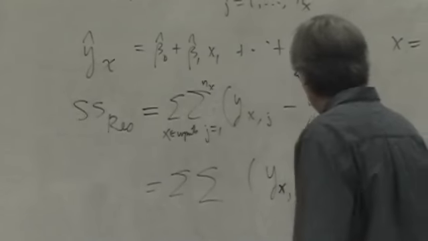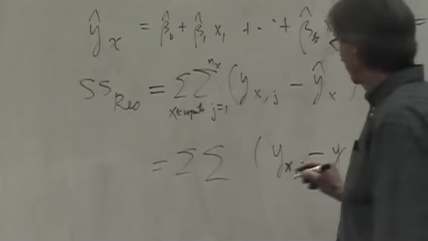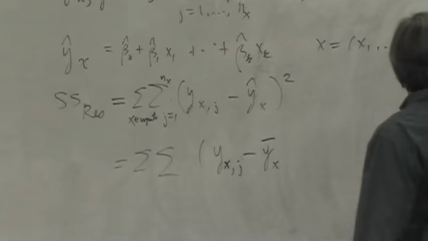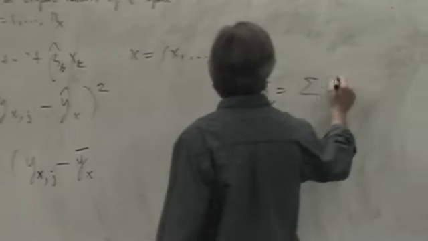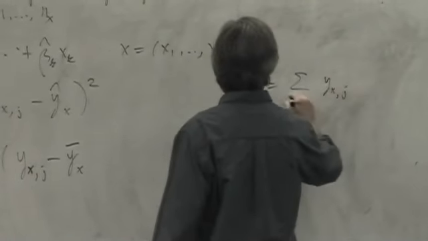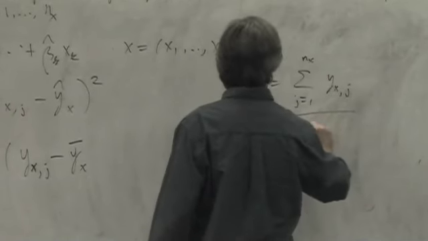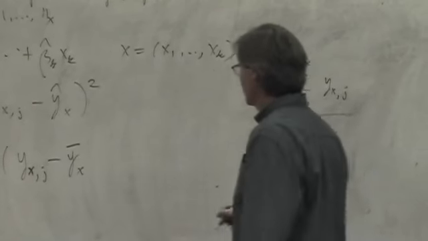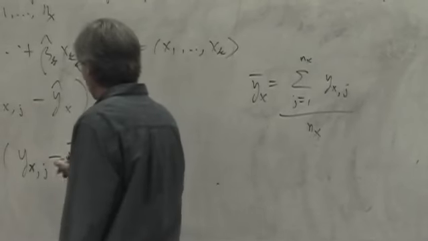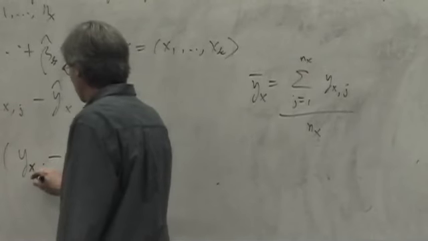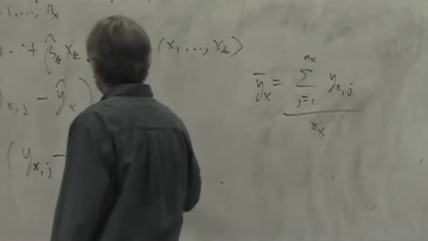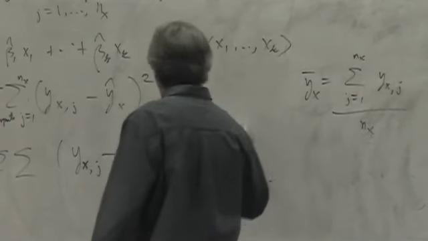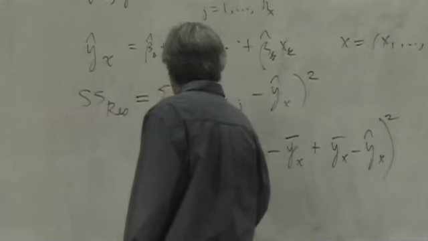I'm sorry, I was saying it wrong. I get a little bit garbled mouth sometimes. Minus y sub x bar, where y sub x bar is simply the average of the y sub xj values, j goes from 1 to n sub x. It's kind of an ugly looking notation, obviously. This difference will give me the actual pure error difference. Then I have to add back on like this, and then square, over x and j goes from 1 to n sub x.